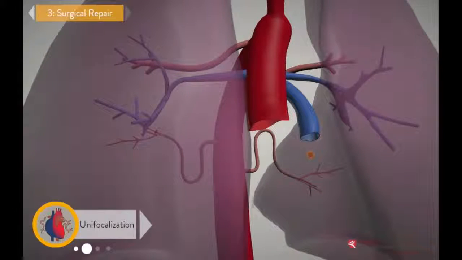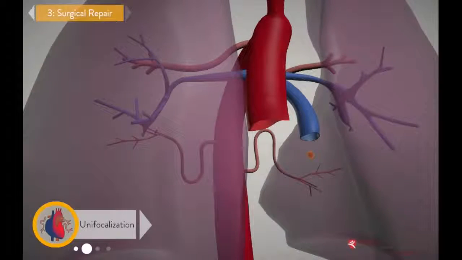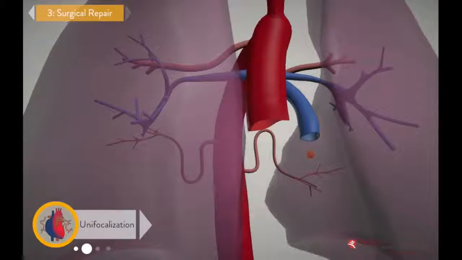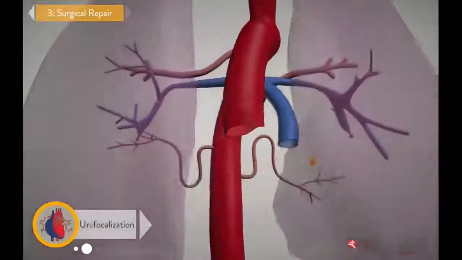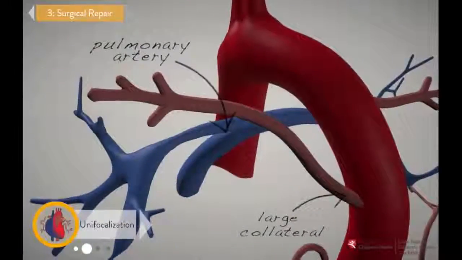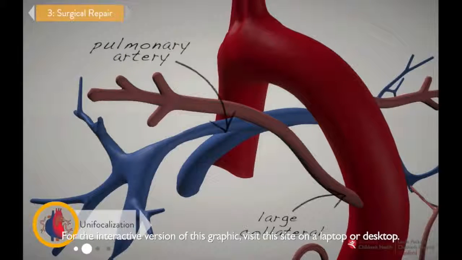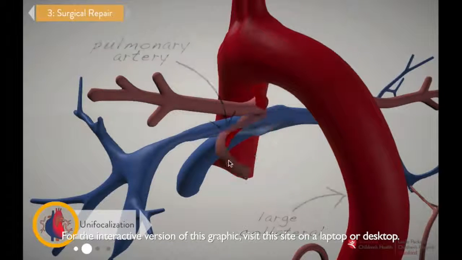We've created a simulation so you can see how unifocalization works by performing it yourself. In the operating room, the procedure can take more than 12 hours to complete, but you can do a simplified version here in a couple of minutes. Start by pulling one of the larger collaterals away from the aorta and attaching it to the blue-colored pulmonary artery above it.